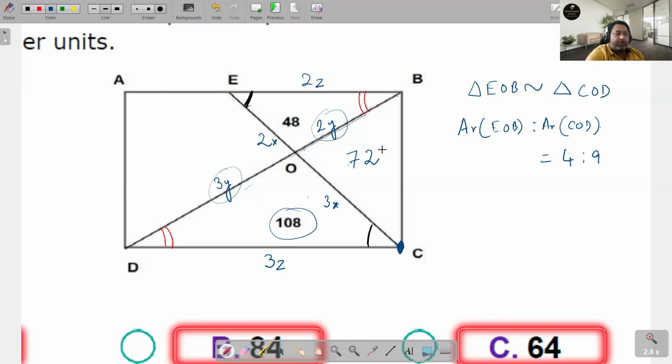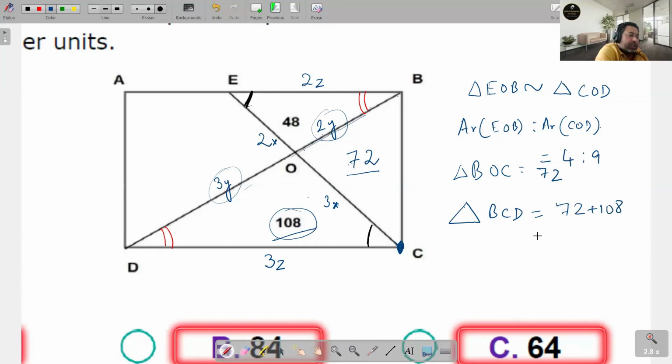All right. So we already found 72. Therefore, triangle BOC will be equal to 72, as we saw. Therefore, the triangle BCD, which is half of the rectangle, is going to be 72 plus 108, which is 180. Right? Therefore, the whole rectangle ABCD, because the diagonal always bisects the area of the rectangle, dividing it into two equal areas, will be 180 times 2, which is 360.